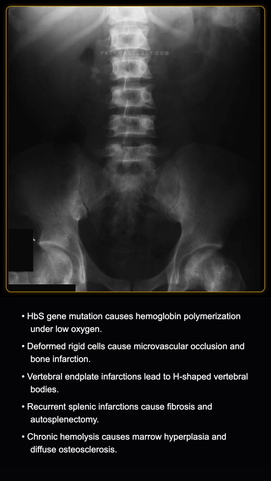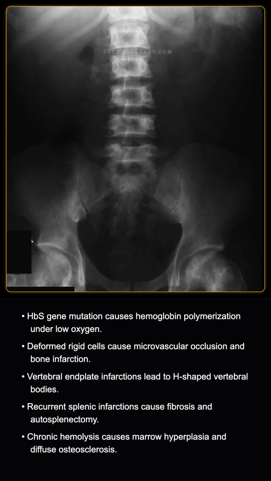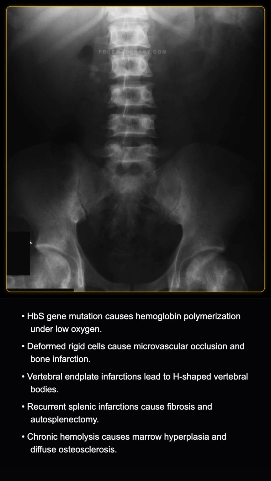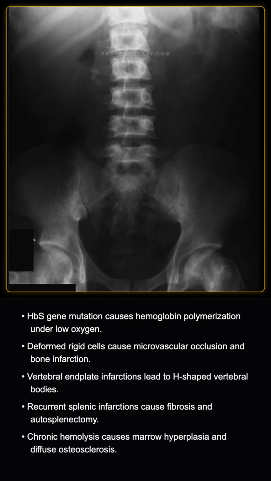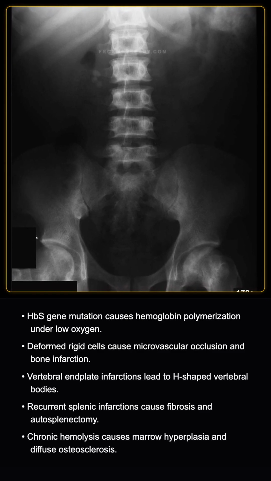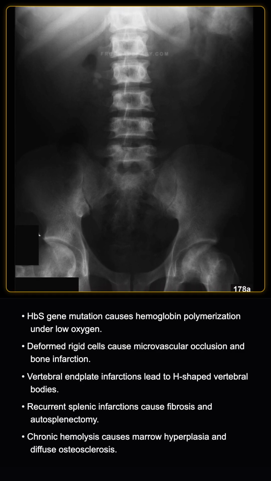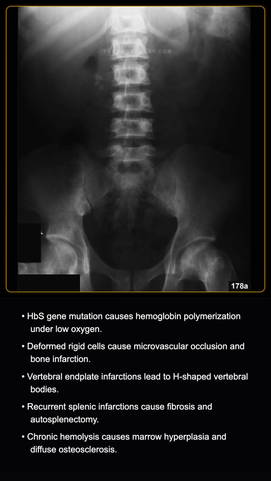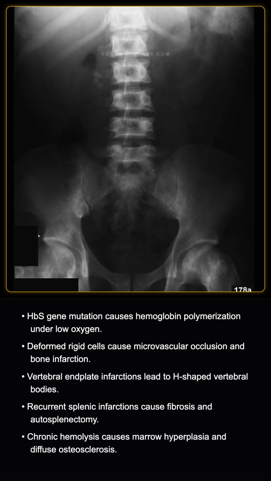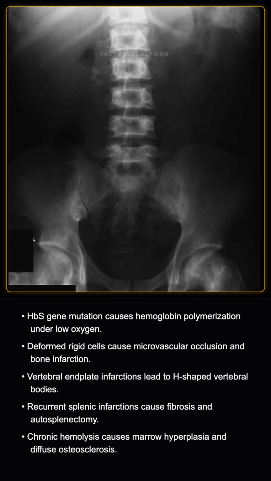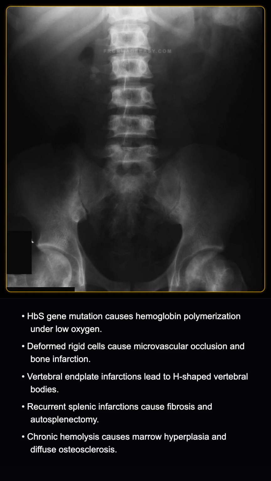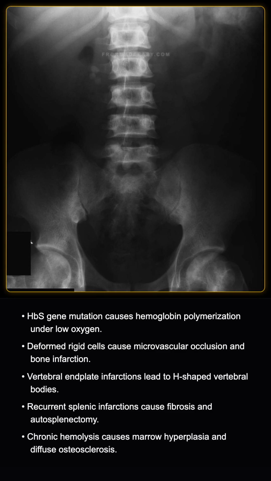sickle shape. These rigid cells increase blood viscosity and occlude microvascular beds, causing local tissue ischemia and bone infarction. End plate infarctions of the vertebrae lead to the central end plate depressions that form H-shaped vertebrae. Repeated microvascular thrombosis in the spleen leads to progressive tissue necrosis, fibrosis, and eventual autosplenectomy. Chronic hemolytic anemia causes marrow hyperplasia, which radiographically presents as coarsened trabeculation and diffuse osteosclerosis.